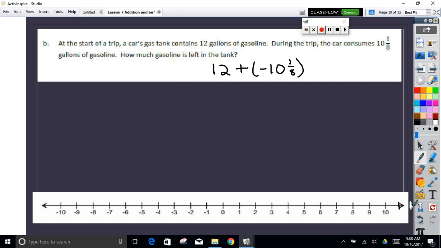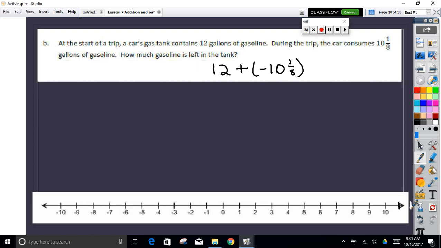There we go. There's 12. Okay, so I'm going to start at 12. Then you would go backwards. You would go left 10 and 1/8. Okay, so 1, 2, 3, 4, 5, 6, 7, 8, 9, 10.